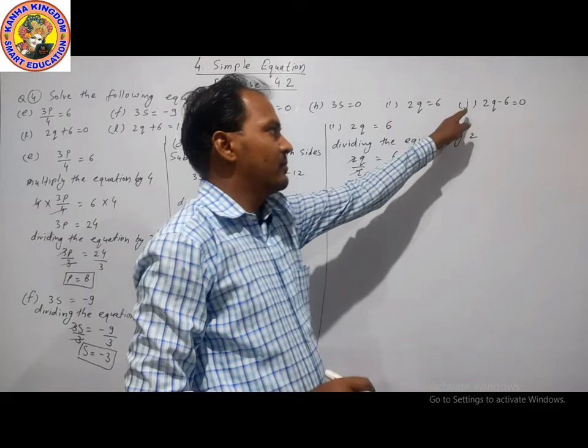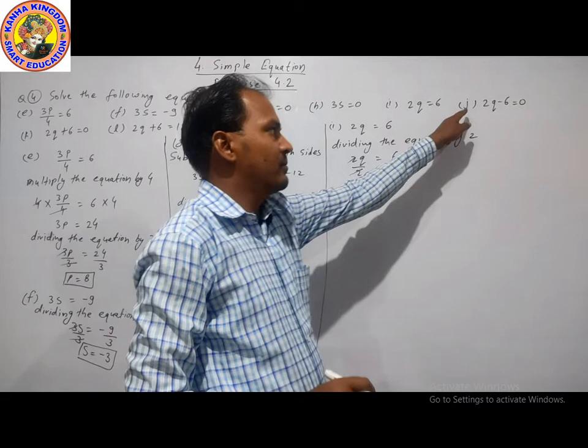2q minus 6 is equal to 0. This is our equation. Now plus 6 on both sides. Plus 6, plus 6. 6 minus 6 is 0. So this is our 2q. 0 plus 6, answer is 6. Now multiply by 2, so we will divide by 2.